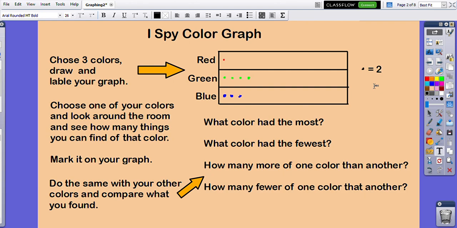You can make a new graph, you can use the same graph, but see how that changes your answers to these questions, and make a comparison from the graph yesterday to the graph today.